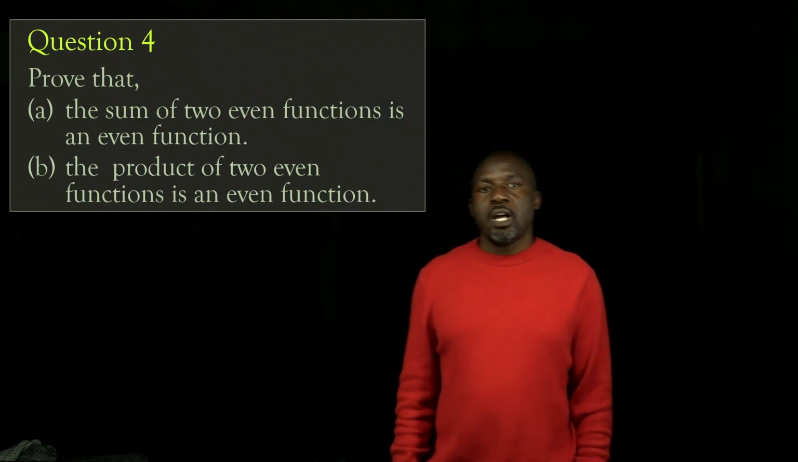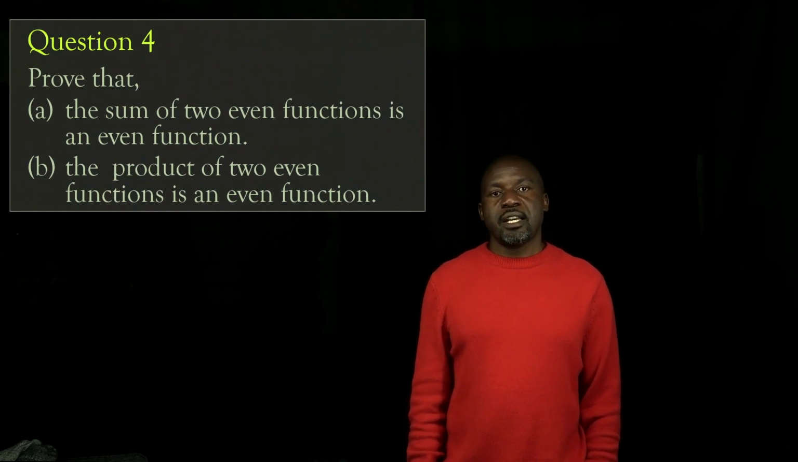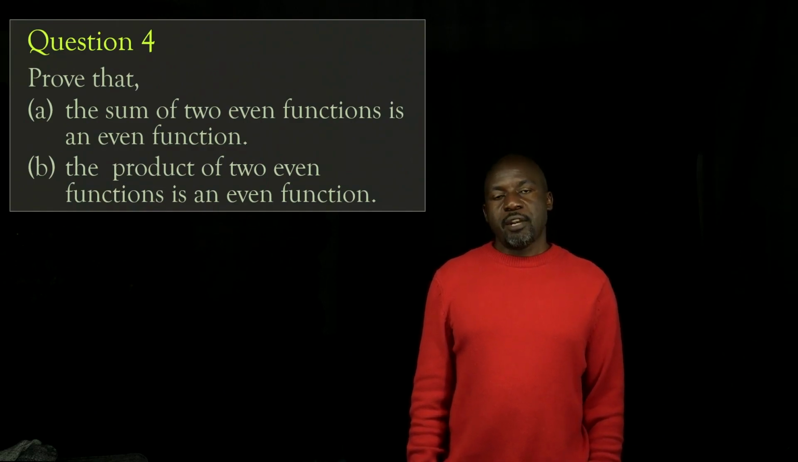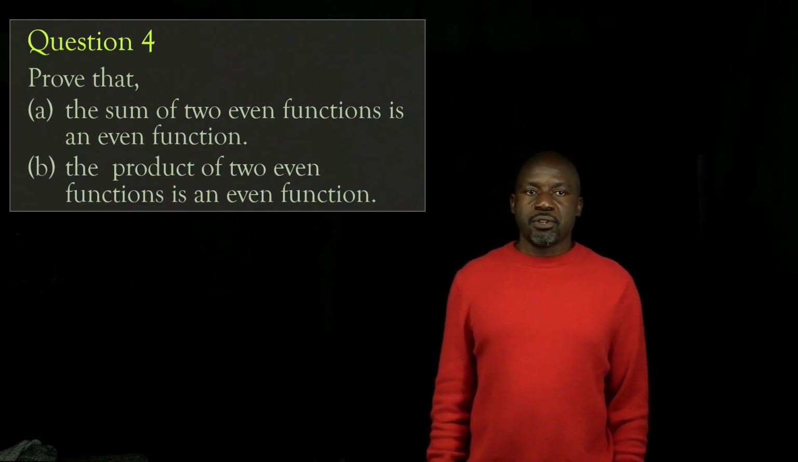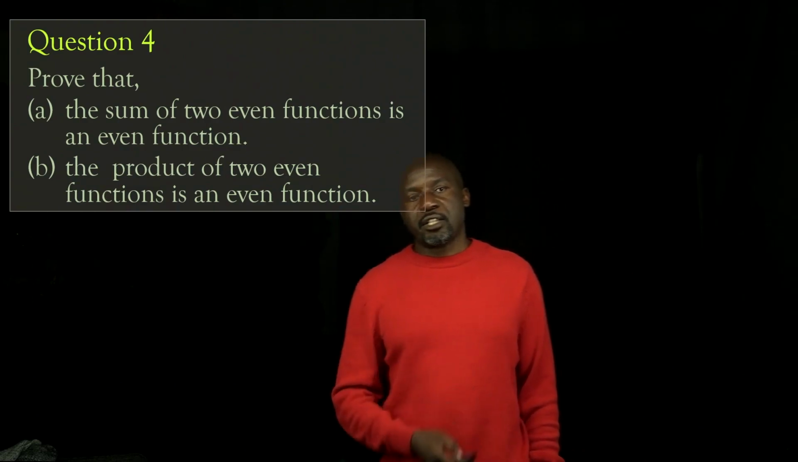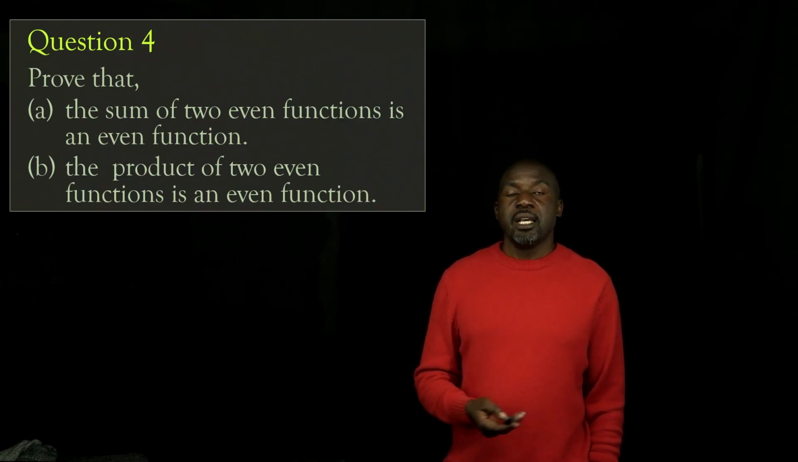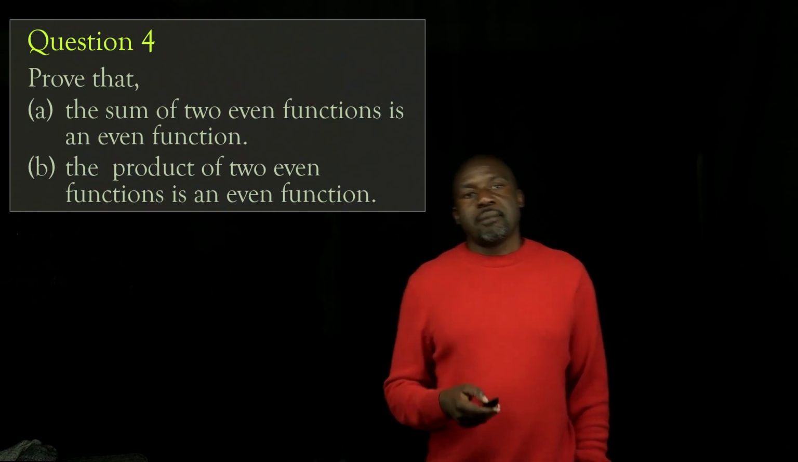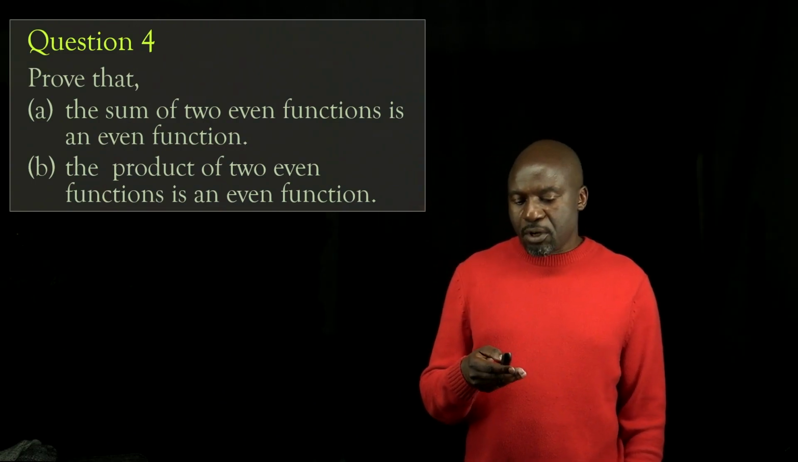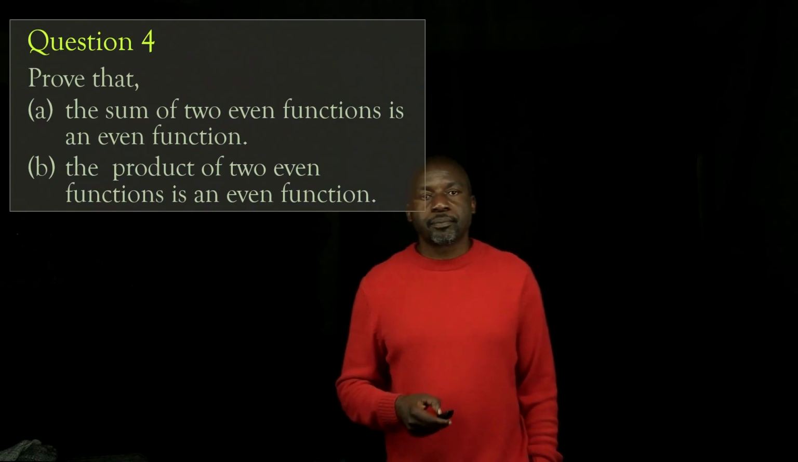Question number 4 asks us to prove that the sum of two even functions is an even function. And part B, to prove that the product of two even functions is also an even function. So we will do the first one, and you will use the same idea that we use with part A to solve part B. So the sum of two even functions, we're going to let that sum be represented by letter S, so S of x.